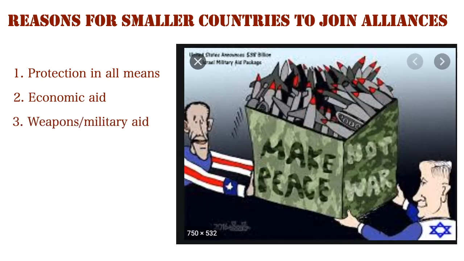And besides economic aid, they also get weapons or military aid like the Truman Doctrine, under which the United States extended aid to Turkey and Greece. So the countries could use these weapons and military aid for their security, especially against their stronger neighboring countries.